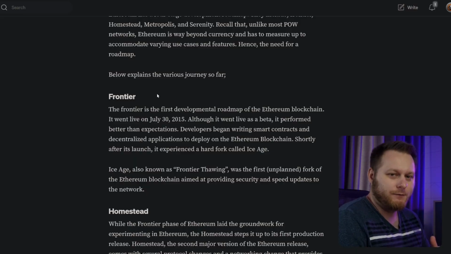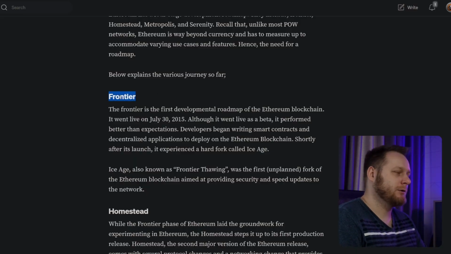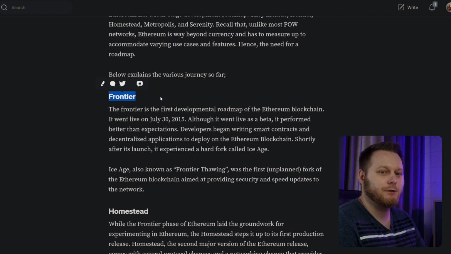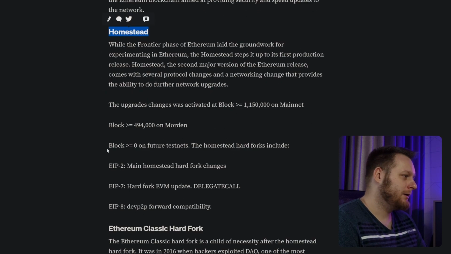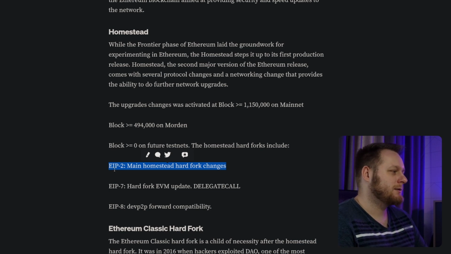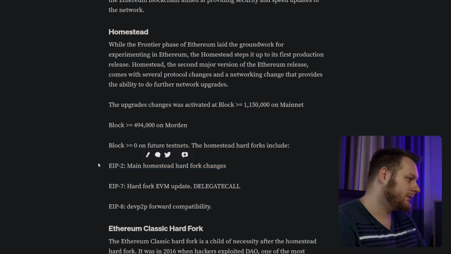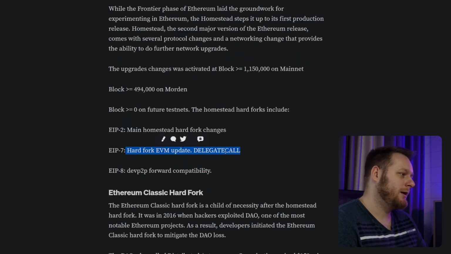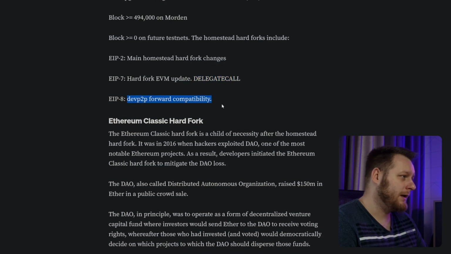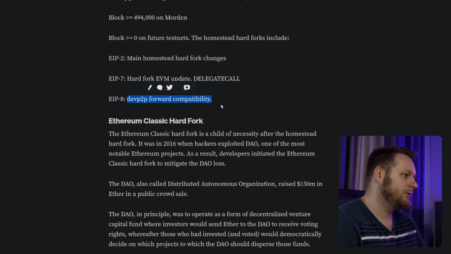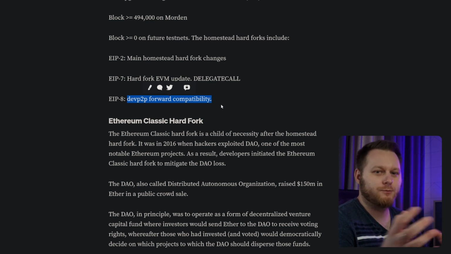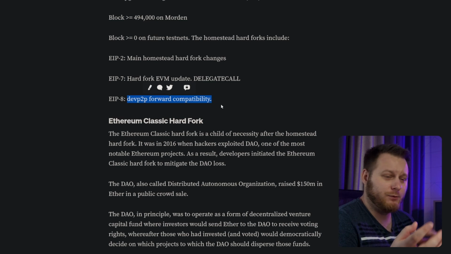So the official hard forks of the EVM are, first, Frontier. That was the first version of Ethereum that was created. Then we had Homestead, and you can see here that it introduced changes to EIPs. EIP is Ethereum Improvement Proposal, which are, for example, EVM updates, adding delegate call, and some non-EVM changes, which were related to how the peer-to-peer protocol of exchanging information between nodes worked.